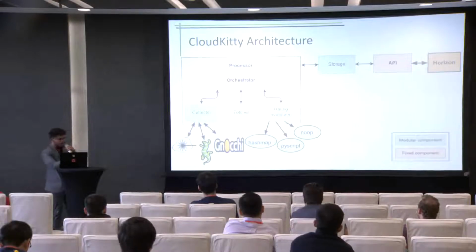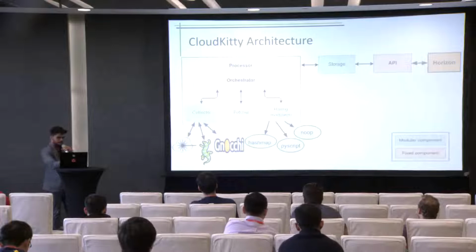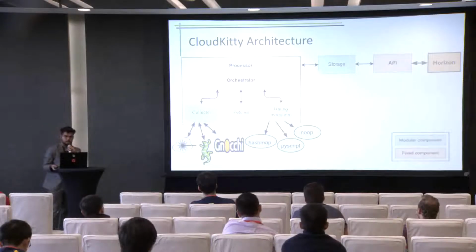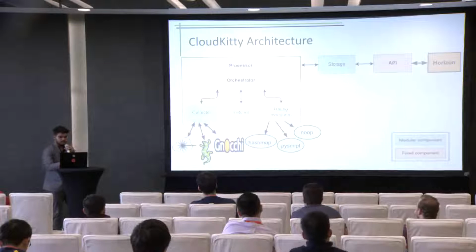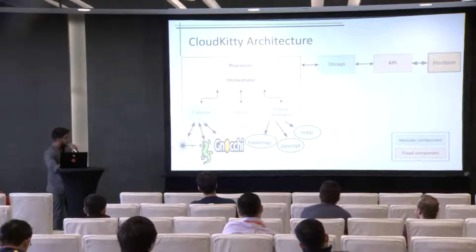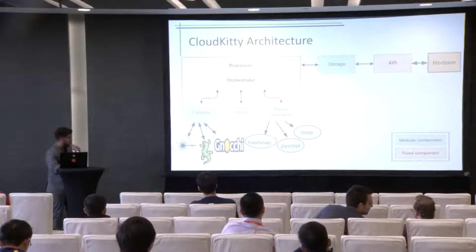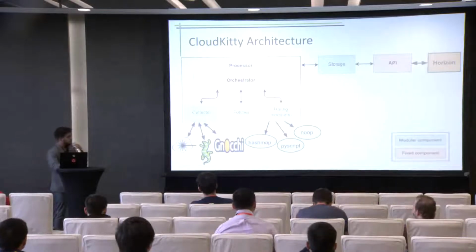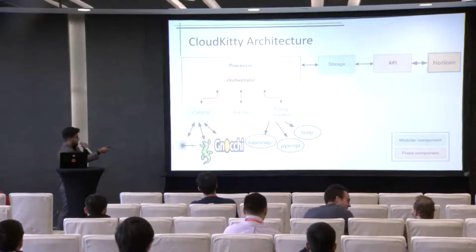So like I stated earlier, CloudKitty is modular. The component highlighted in blue can be replaced by any module. Like the collector can be Ceilometer, Monasca, and Gnocchi.